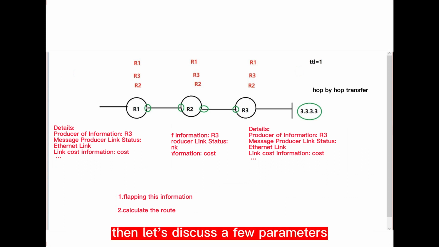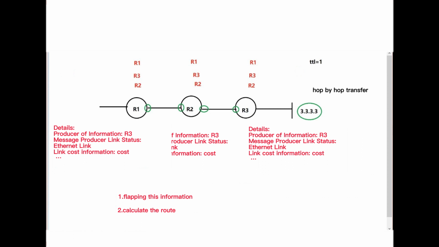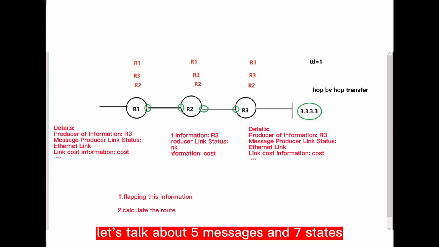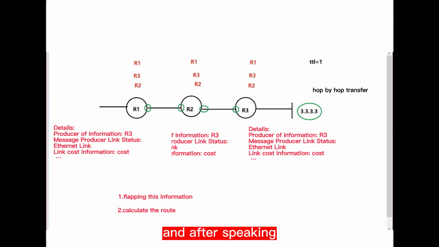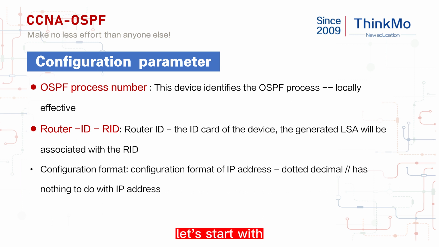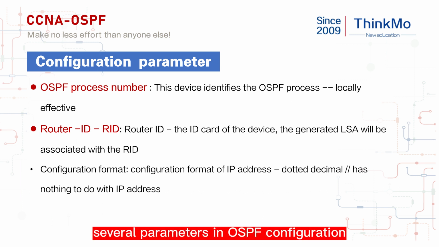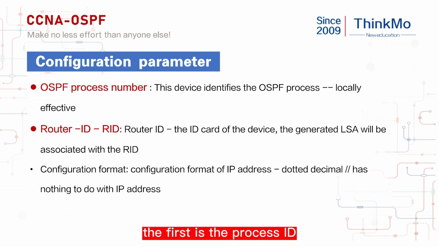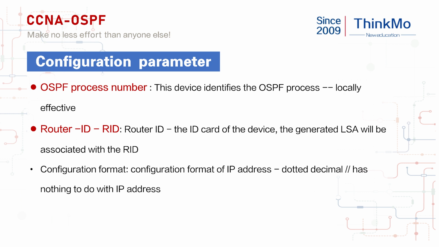Then let's discuss a few parameters. After finishing speaking, let's talk about 5 messages and 7 states. And after speaking, check the configuration according to the parameters. Okay. Let's start with several parameters in OSPF configuration. The first is the process ID. OSPF has a process ID.